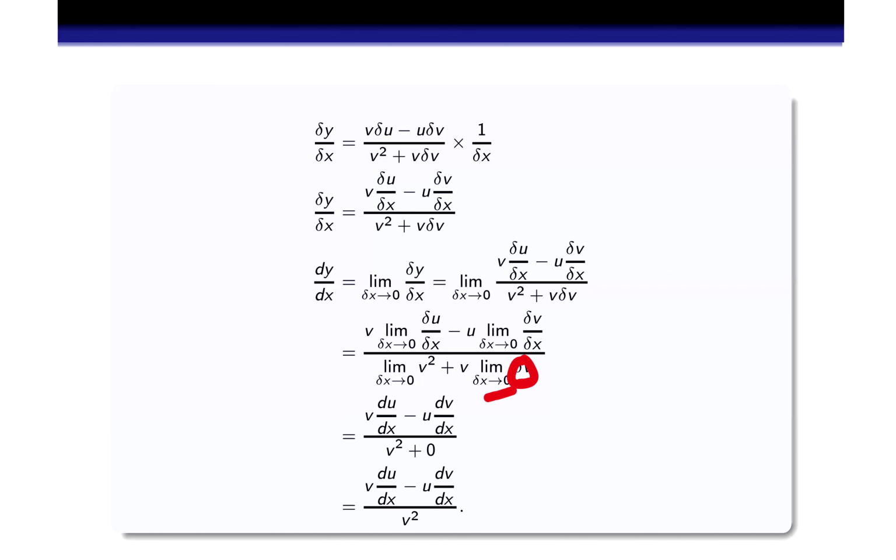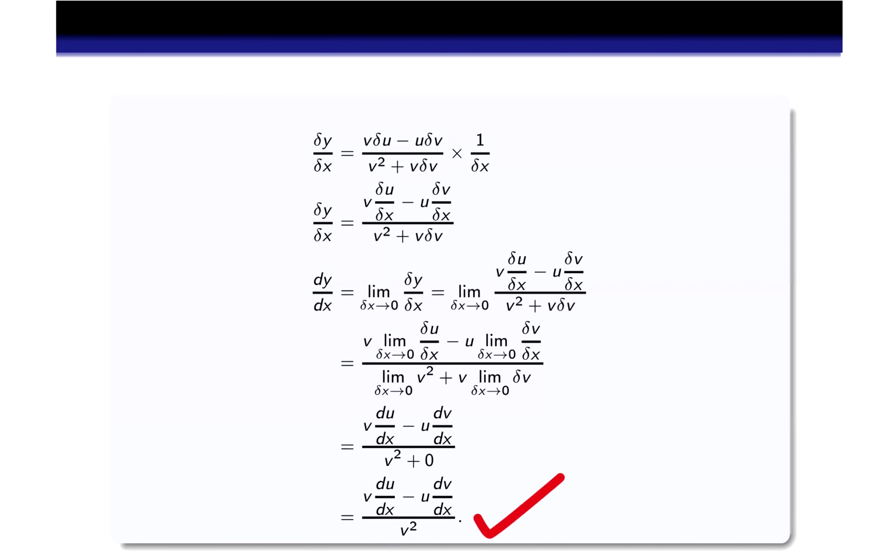And then at the end of the day, we just tidy things up and we have v du dx minus u dv dx all over v squared plus 0. And then you get the popular quotient rule that you've always known, right? So this ends the proof for the quotient rule. So if you never knew the proof for the quotient rule that you've always used, this is it right here. So you should be able to do that also.